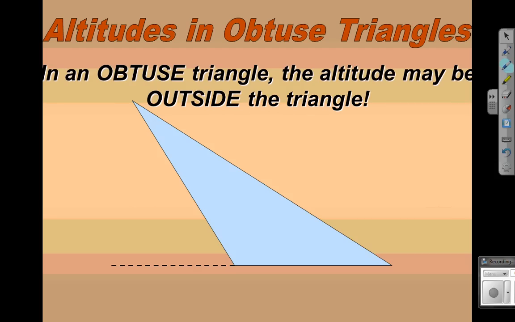Altitudes in obtuse triangles. If you have an obtuse triangle, a triangle with an angle more than 90 degrees, the altitude may be outside of the triangle. So remember, it has to be perpendicular to the opposite side. You extend the side. It goes through the vertex. It will come down outside of the triangle.